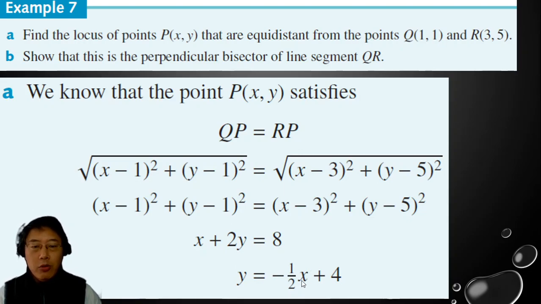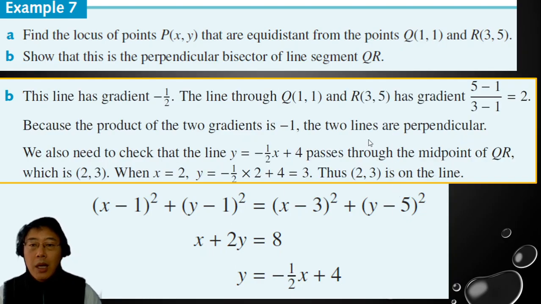For part B, what you will need to keep in mind is the gradient. So the gradient of that line is -1/2. So keep that in mind. Then what you do is you look at the line that's going through Q and R. You don't need to get the whole line. All you need is its gradient. So using the formula or the rise over run, you get a gradient of 2. As you do, the product of the two is equal to -1. So the two lines are perpendicular.